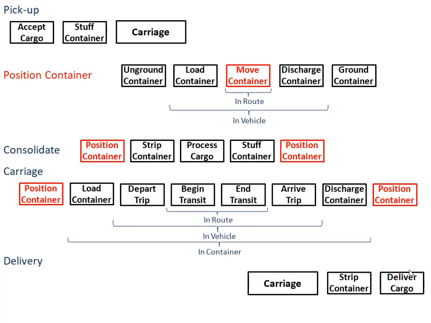So I'm constantly moving containers around, whether it's within the yard or from the yard over to the warehouse for consolidation, or I'm taking it over to the dock to put it on the vessel. I'm constantly repositioning containers as I go through. So both the consolidate and the carriage function have to begin and end with the positioning of the container relative to the yard. So that's a new group of functions going on as I see my way through.